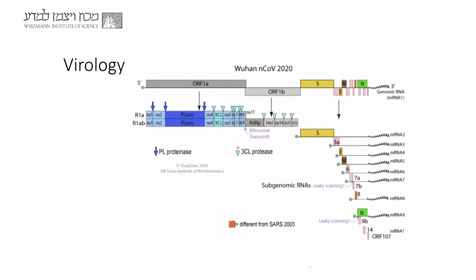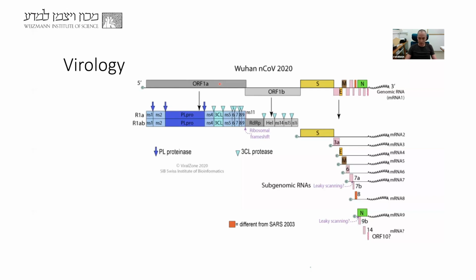Okay, let's switch to talk a little bit about the virological aspects. So here you can see a schematic diagram of the genome of the virus. We're talking about an RNA virus, meaning that it's a single-stranded RNA virus. It's positive sense, meaning that the genome of the virus can be translated as soon as it enters the cells, and it starts to produce the proteins.